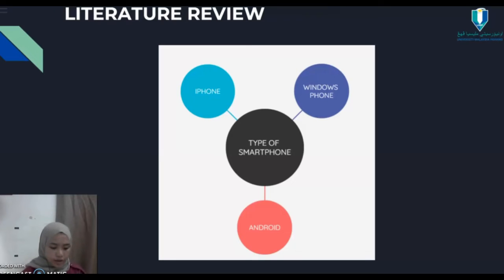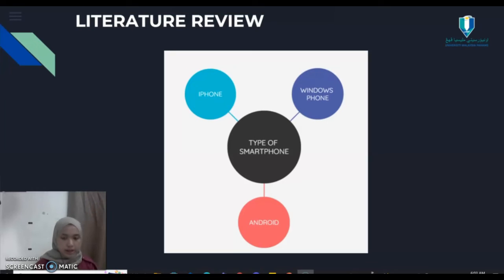Next, for the literature review is the type of smartphone. The most popular smartphone type are the iPhones, Windows phones, and Android. First is the iPhone. Apple iPhone has become one of the world's best-selling smartphones. It is powered by Apple iOS, which is the type of operating system. The most recent iPhone on market are iPhone 13, iPhone 13 Pro, and iPhone 13 Pro Max.